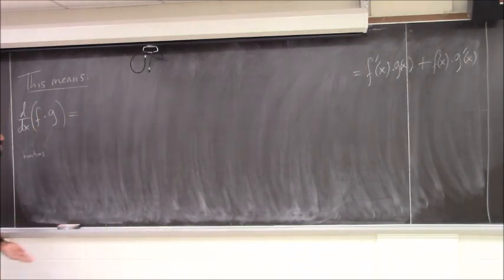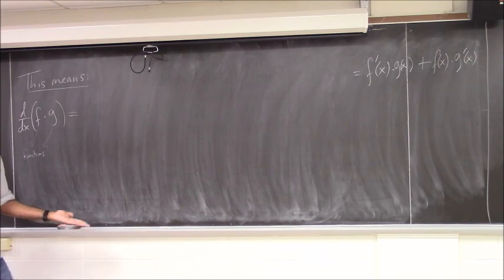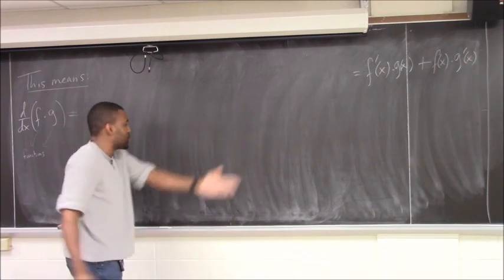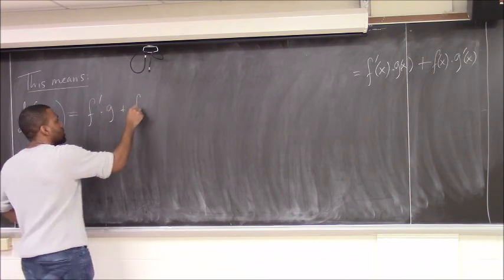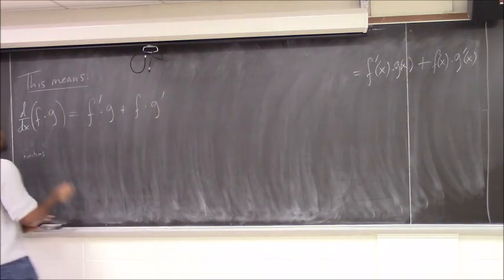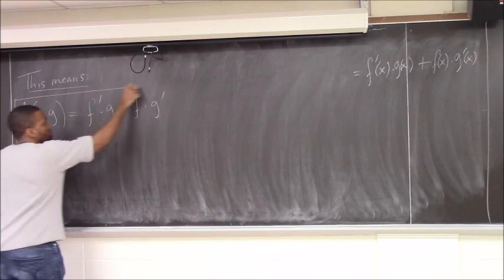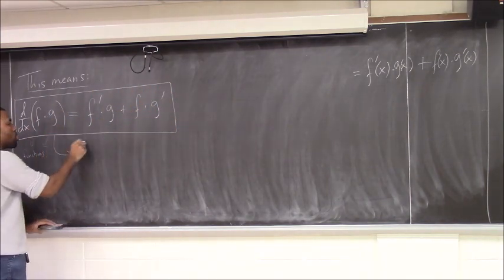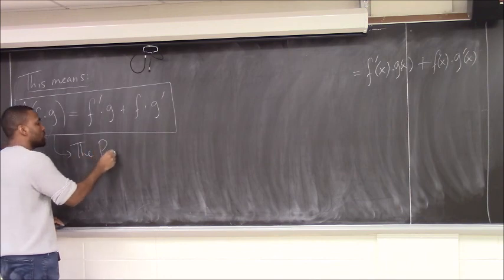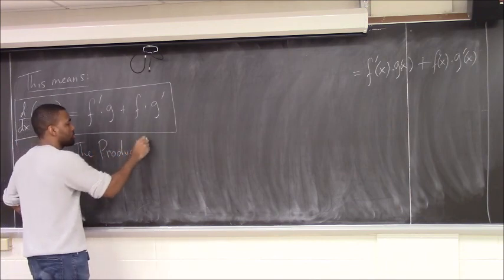Why you gotta make it hard, Jhevon? I'm not making it hard. This is what it has to be. Like I had no choice. That's the rule. You differentiate one, you leave the other one, plus you leave the first, differentiate the second. This is a very important rule. It has a name. It's called the product rule because you use it to differentiate products.